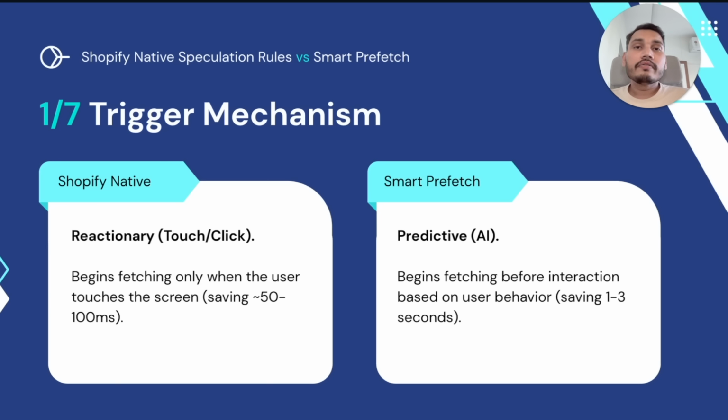And here we are saving seconds, not just milliseconds, because we have an early trigger advantage. Based on data, we know for sure where a user will go, and that is what makes us save more time for the user, and the page is almost ready. So this is a big difference.